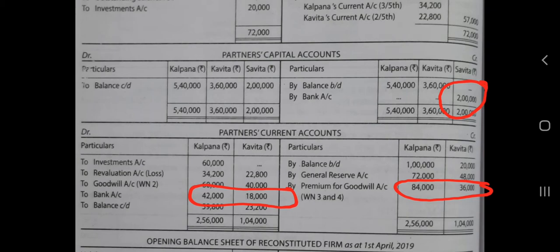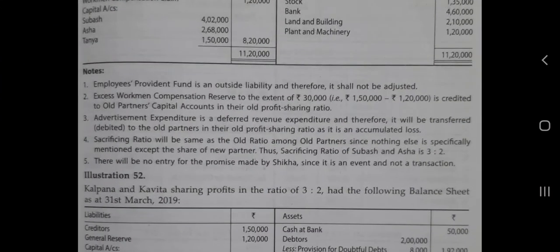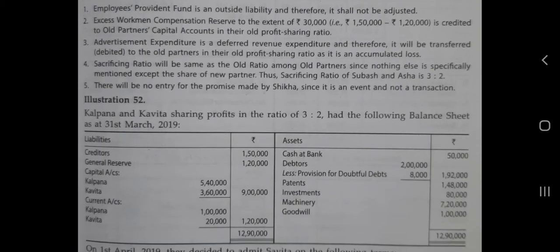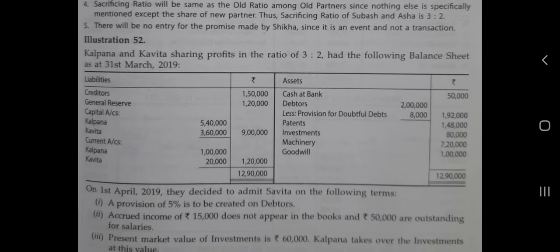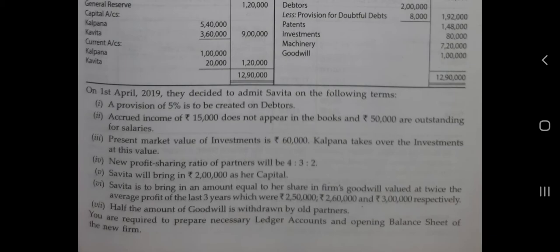So let us add first of all, and let us see first of all what was the old balance of bank. So it must be given in the old balance sheet. So this is the old balance sheet, illustration number 52. This is the old balance sheet and this is cash at bank. So previous balance was 50,000 rupees. 50,000 plus new partner has brought 2 lakh as capital. 50,000 plus 2 lakh, it will be 2 lakh 50,000 plus how much goodwill new partner has brought, that we have already calculated.